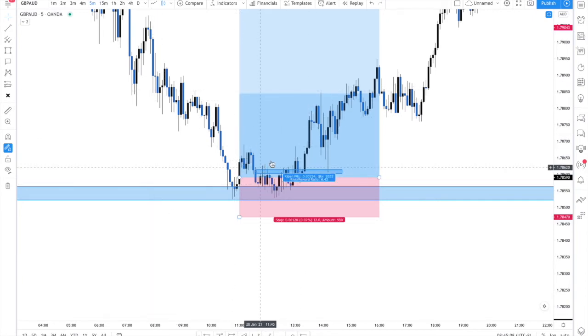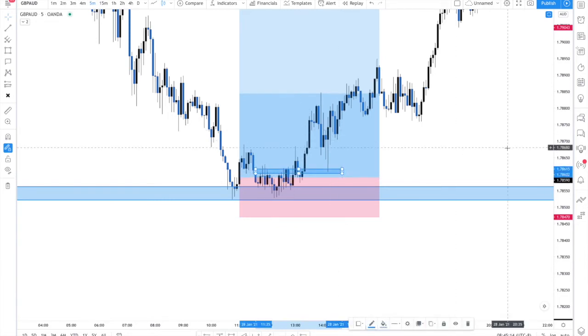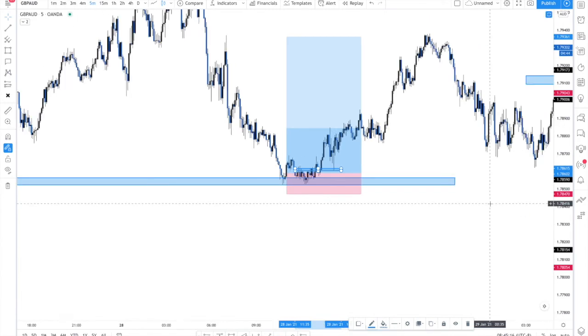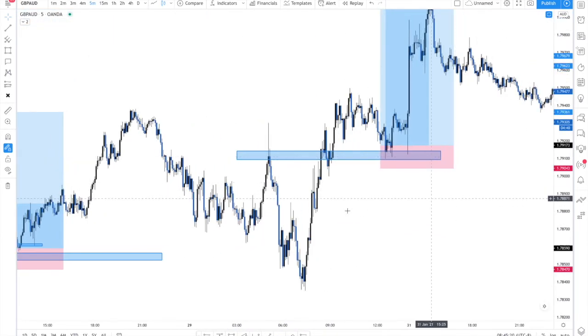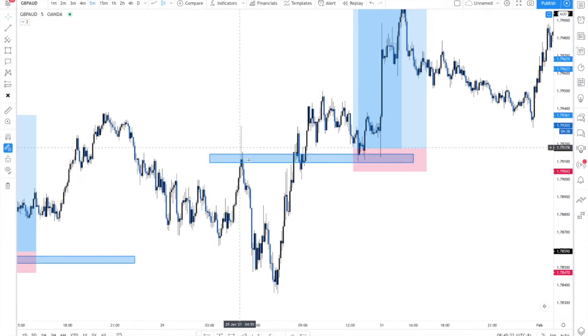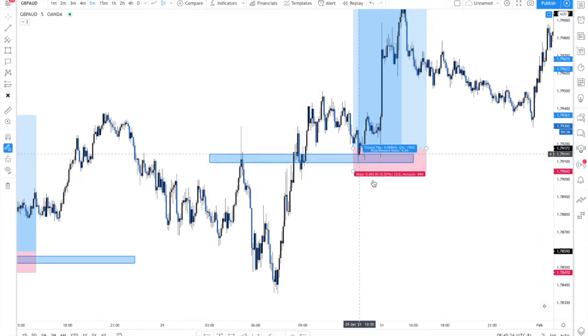And then we had resistance, resistance, hidden demand right here. These little two wicks back to back. Price came right up in that, took off, right? And we had one more over here. Price created a level of resistance, resistance, hidden demand, price took off, right?